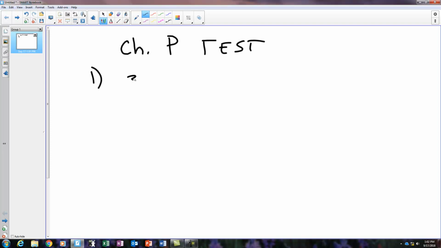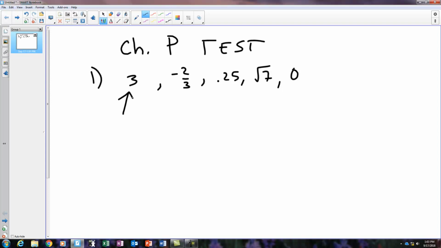Question number 1 has the numbers 3, -2/3, 0.25, √7, and 0. And we're asked to classify all the numbers as natural, whole, integer, rational, or irrational. And we're supposed to use every classification type that we can.